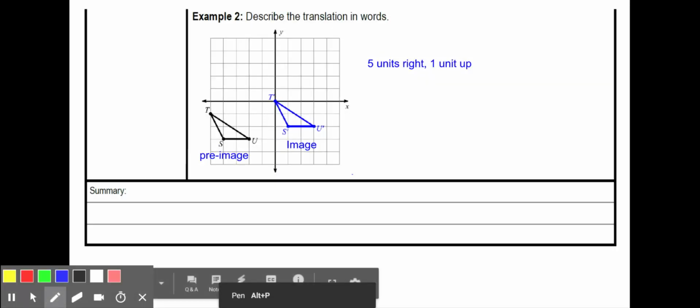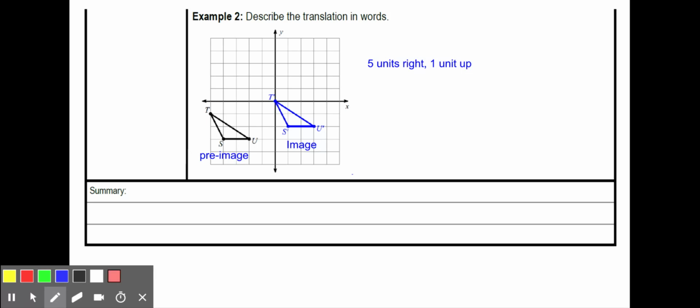All right, so remember that vectors go on the diagonal. They can go in any direction, but in Geometry 1, we can only move using the game board of the coordinate plane. So to move from the pre-image T to the image T prime, I have to move 1, 2, 3, 4, 5 units right, then 1 unit up. So to describe the transformation in words, we just say 5 units right, 1 unit up.